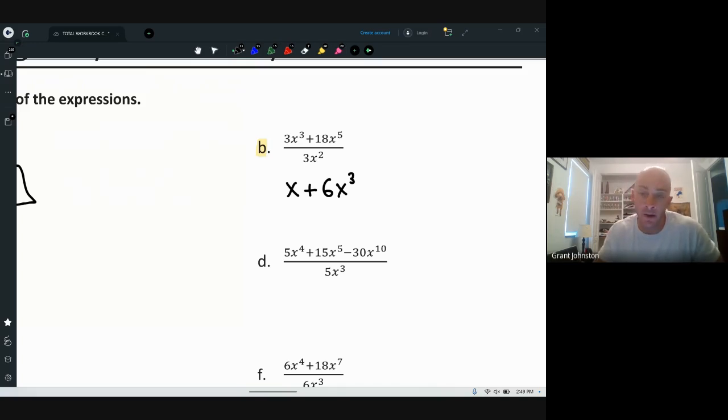Now, it doesn't say we have to write it in standard form, so I'm just going to leave it like this. If I was to put it in standard form, I would put the 6x to the third first.